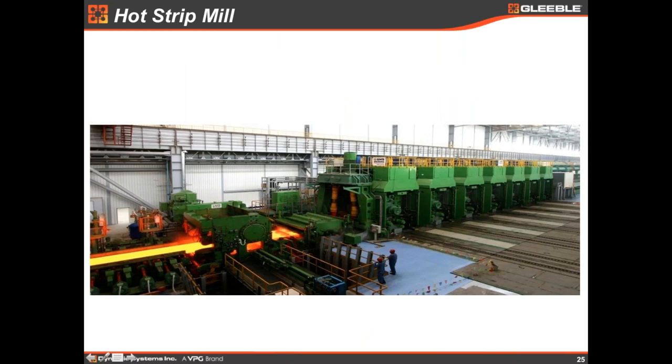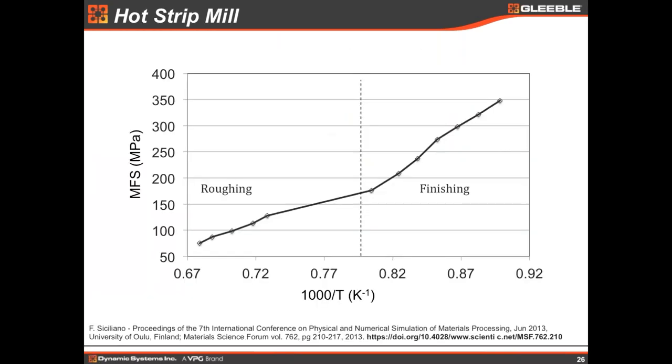So just have three examples here, the hot strip mill and how we do the simulation. So this is a hot strip mill rolling schedule, and you see this is the roughing rolling, and we have this full softening between passes, and we have this mean flow stress slope.